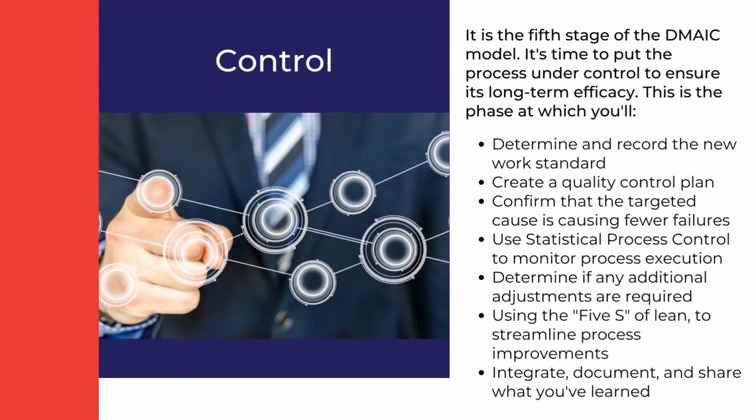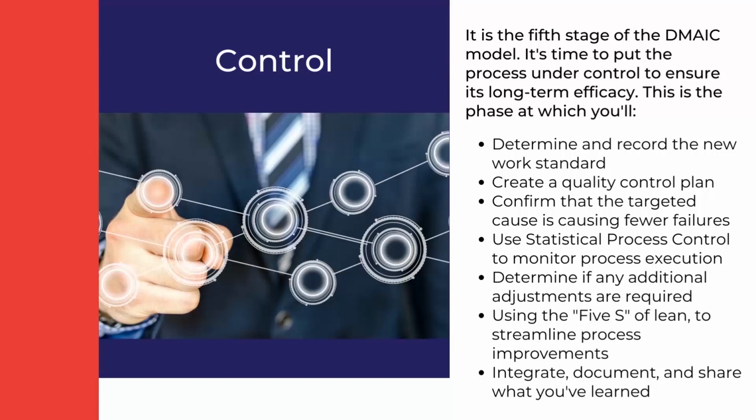It's time to put the process under control to ensure its long-term efficacy when the modifications are in place and successfully handle the difficulties to improve your operations. This is the phase at which you'll determine and record the new work standard. Create a quality control plan to guarantee that everyone in the team is using the same methodologies and measurements. Confirm that the targeted cause is causing fewer failures. Use statistical process control to monitor process execution and identify any issues that arise. Determine if any additional adjustments are required to satisfy the process's goals.